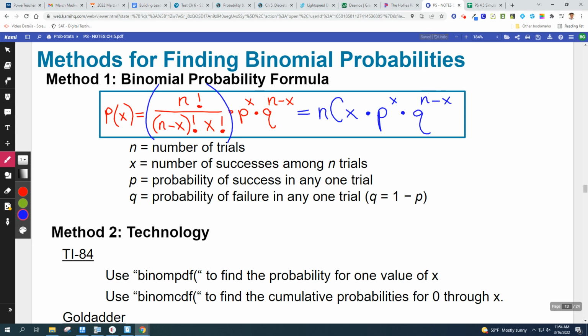Okay, so we've got these variables: there's n, there's x, there's p, there's q. We've got to know those for each problem.